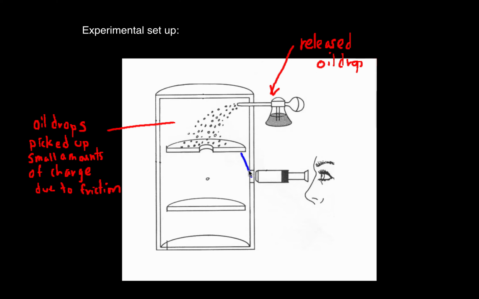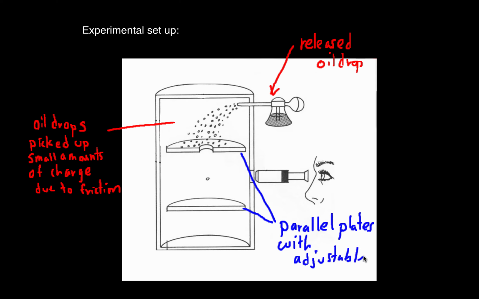The oil droplets fell into the second chamber, which contains an electric field due to parallel plates with an adjustable voltage. The oil droplets in the second chamber could be viewed by an observer through a microscope. There were 3 possible scenarios for the oil droplets viewed in the second chamber.